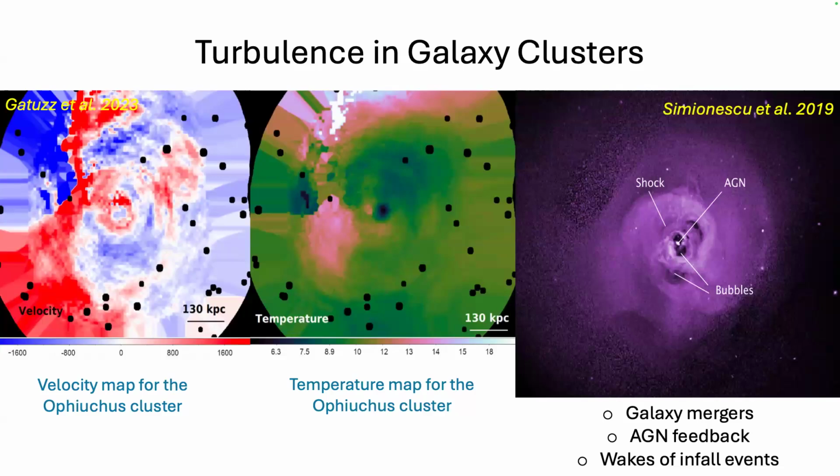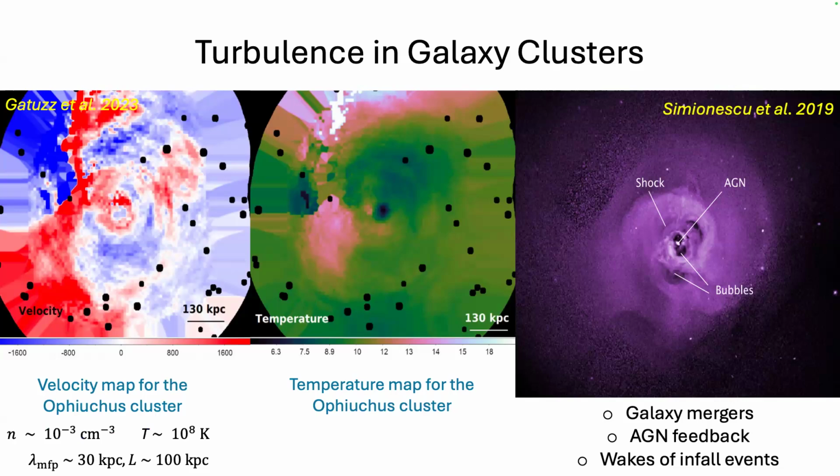Like many astrophysical plasmas, this is a turbulent system as well. You can see this is a turbulent map of a galaxy cluster from a millimeter study, and the structure of the gas itself is very dynamic. You can see curves and so on. So what injects turbulence into galaxy clusters? We have several mechanisms. You have mergers from galaxies, you have feedback from AGN, and you also have galaxies that fall into the cluster medium.